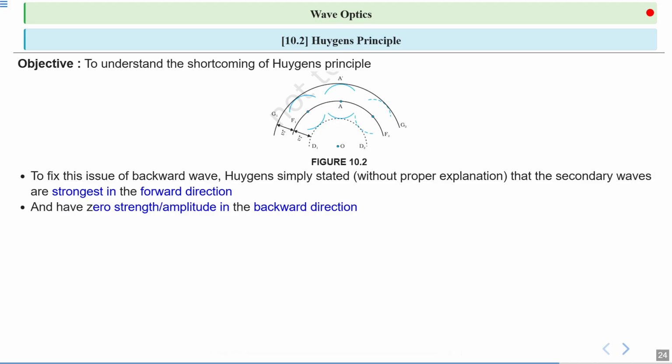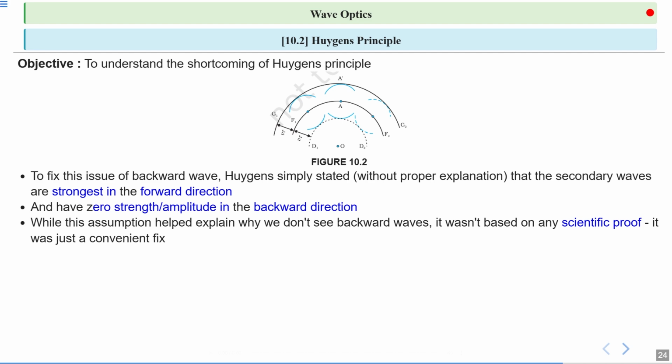Huygens also stated that these secondary waves have zero strength or amplitude in the backward direction. But again, it lacked scientific proof. It was more of a convenient fix than a thoroughly explained phenomenon. While this assumption helped explain why we are not seeing backward waves, it was without any scientific proof. It wasn't based on any scientific proof. It was just a convenient fix.